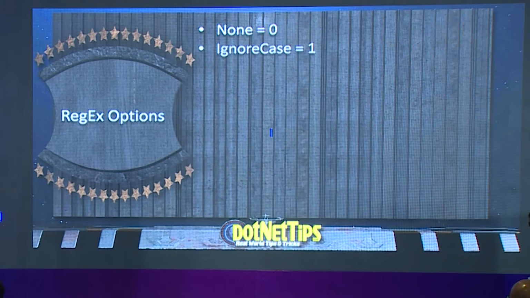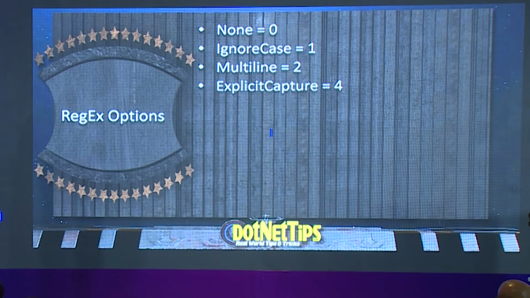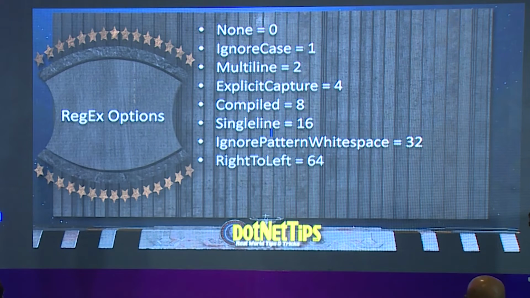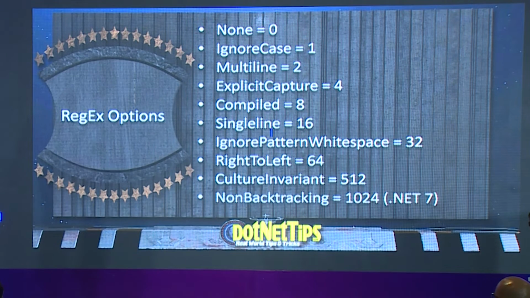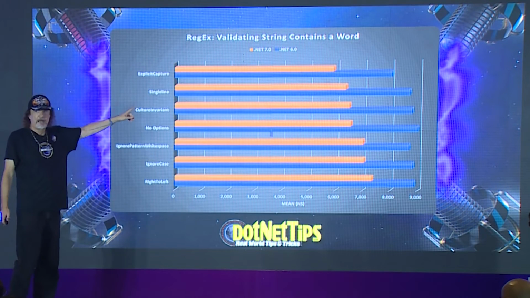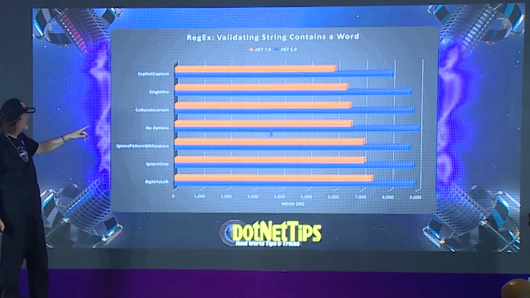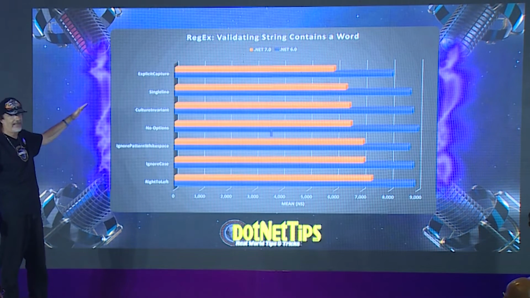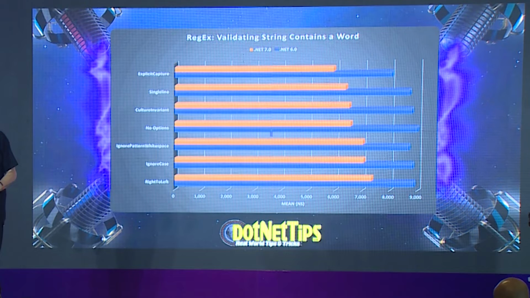And there's also a bunch of options depending on what kind of strings you're looking at. You can ignore case, you can do compiled, you can do explicit capture, single line, you can go backwards, right to left, culture invariant, all those different settings you can do depending on what kind of strings you're going to be using regex against. And you can see here, for my benchmark tests, all of them are pretty close to the same. You can see explicit capture was the fastest, then single line, then culture invariant, but they're all pretty much the same. So luckily, those options didn't really affect the performance very much, right?